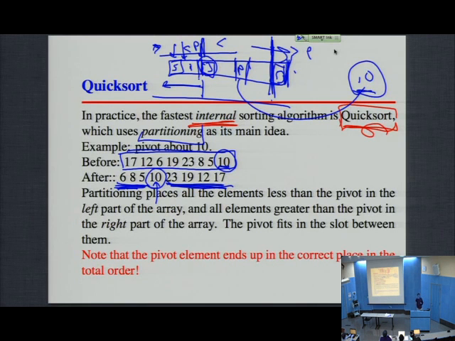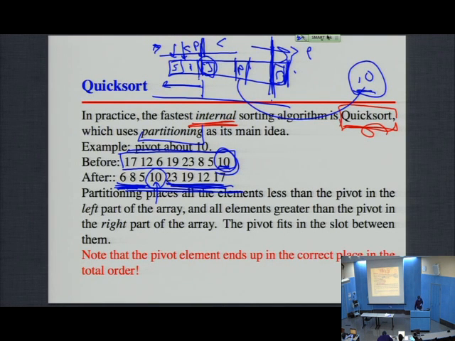How many people get that strategy? Any questions about that? Do people see how I can do this partitioning in time that is order n? That's the key step here. You pick a pivot, and in order n time, I can segregate my elements into those that are less than the pivot and those that are greater than the pivot. Any questions about that?